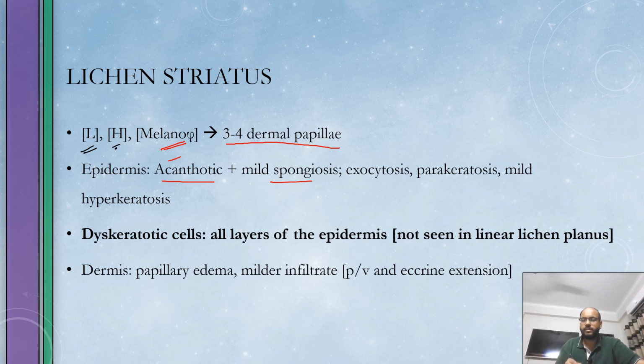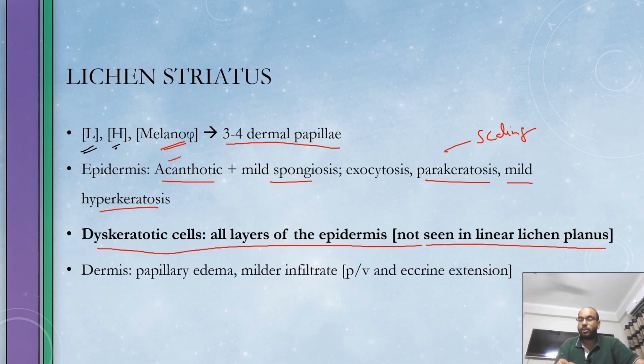You have parakeratosis, which is clinically equivalent to scaling, and mild hyperkeratosis. You see dyskeratotic cells at all layers of the epidermis, not seen in Lichen planus. What do we mean by that? It's a very important point. Make sure it is clear. In Lichen planus, you have the dyskeratotic cells at the basal layer.